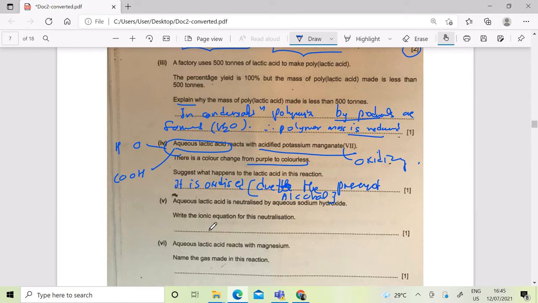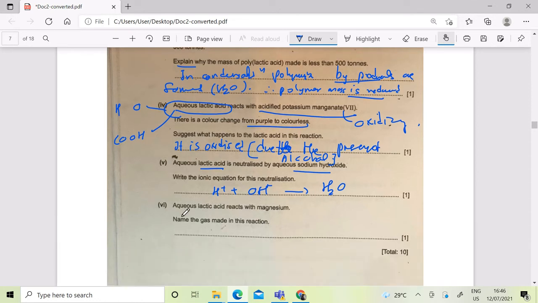Aqueous lactic acid is neutralized by aqueous sodium hydroxide. Write the ionic equation of neutralization. You know any acid-base reaction, you need to know this one, every year in any paper it is asked. H plus OH minus giving you water. So any acid-base titration or any acid-base reaction, neutralization reaction, ends up with H plus OH minus, alkali and acid reaction.